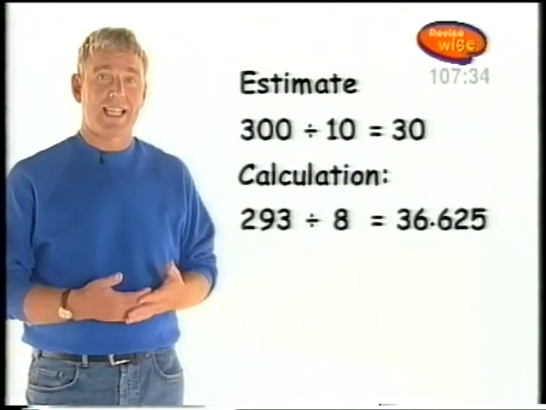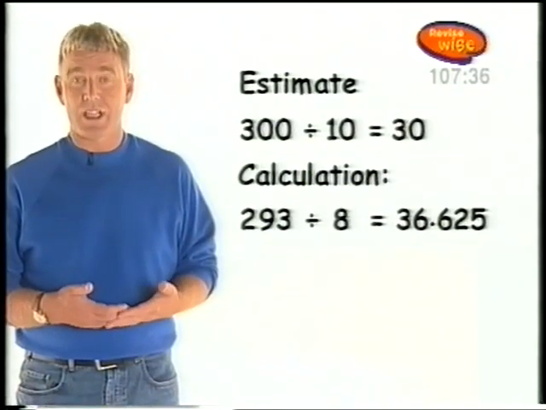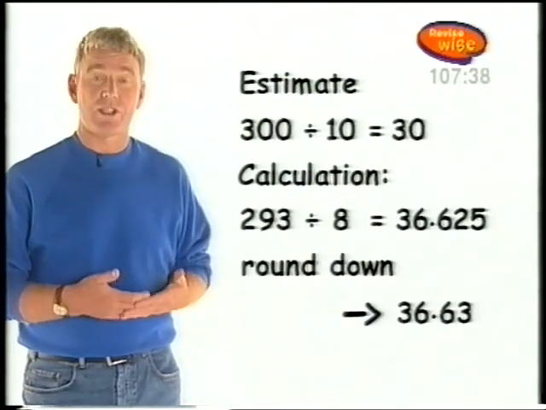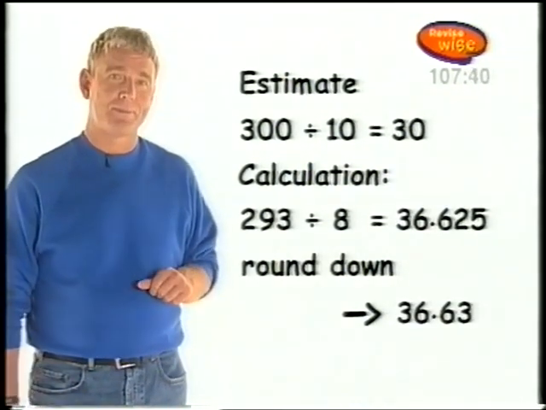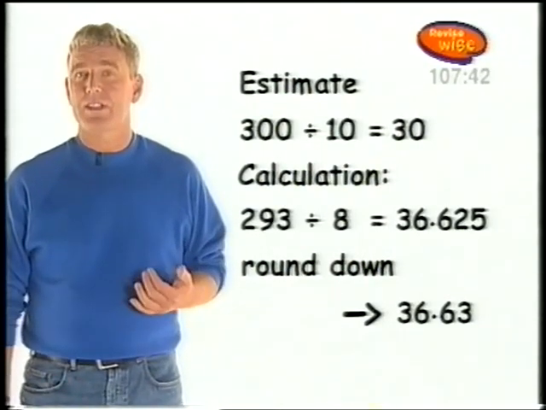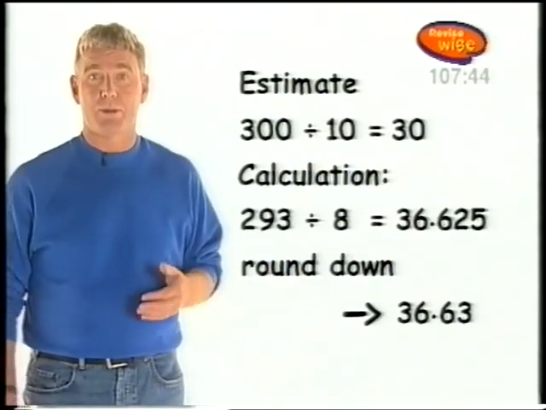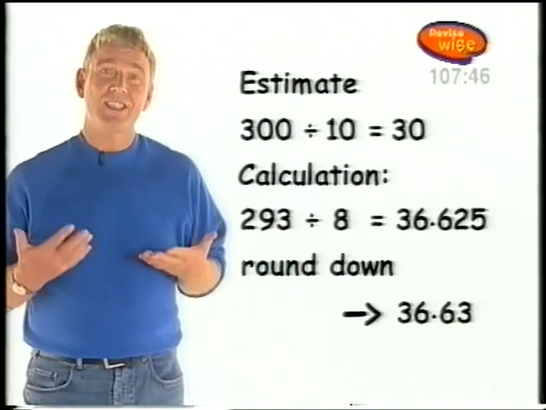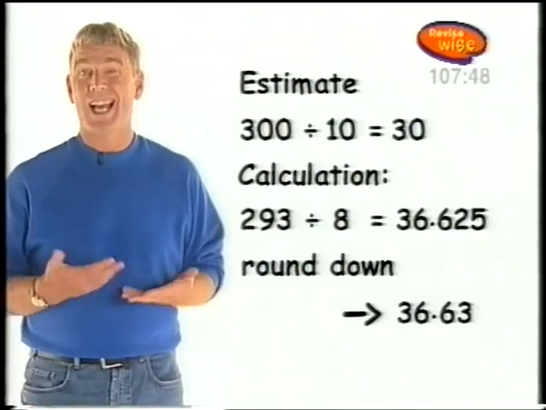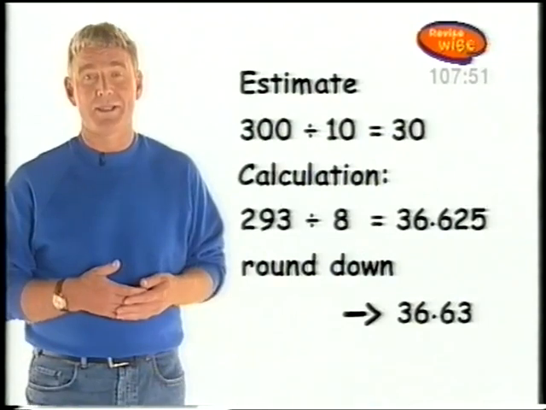Notice how the calculator gave the answer to 3 decimal places, so Glenn had to round it down to the 2 decimal places he wanted. A calculator will give the answer to as many or as few decimal places as it needs to, and this can cause problems when you're doing division, especially calculations involving money.